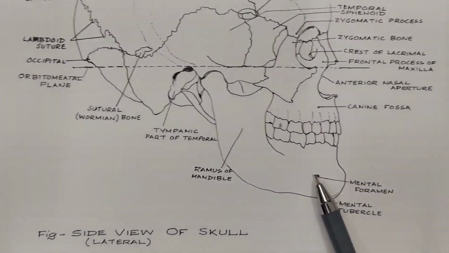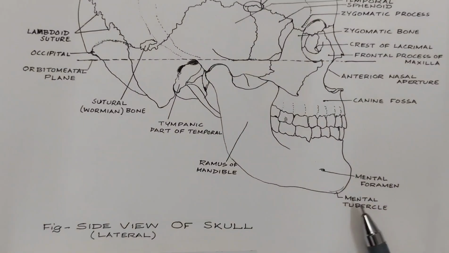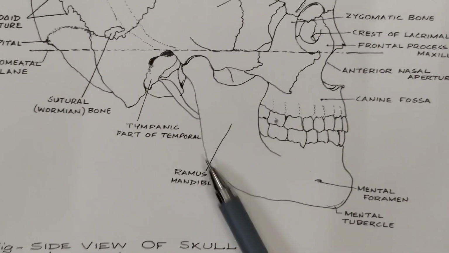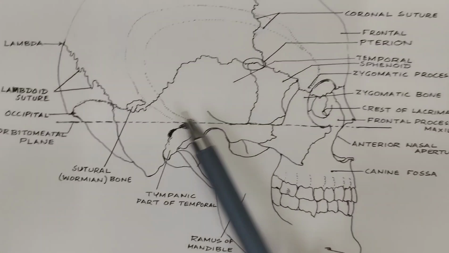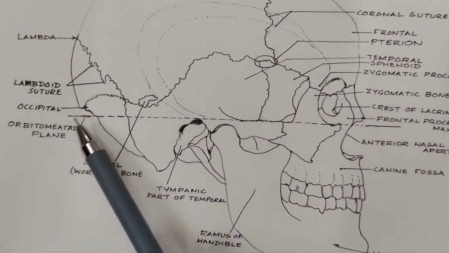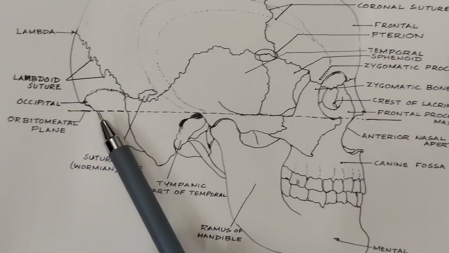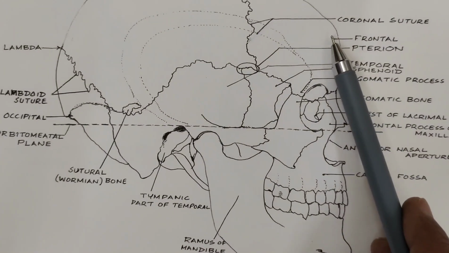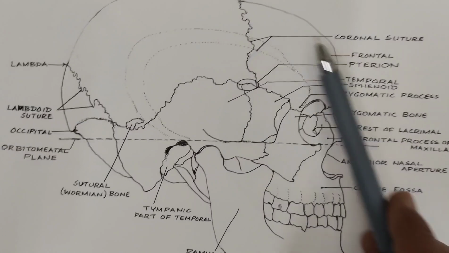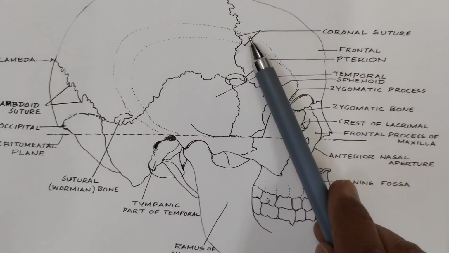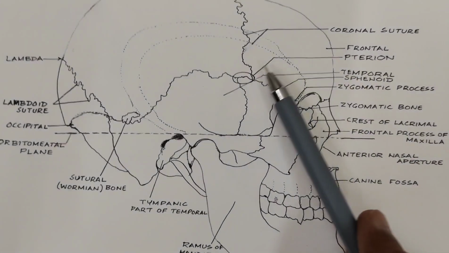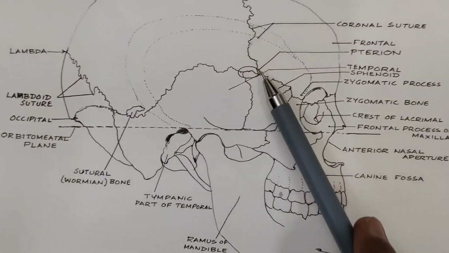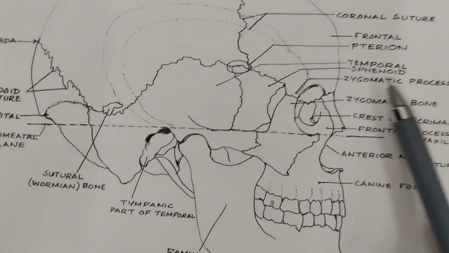Here there is a mental foramen. This is a mental tubercle. Here we see this one. This is the orbitomeatal plane. This is the frontal part. Here we see the coronal suture. Here there is a pterion.